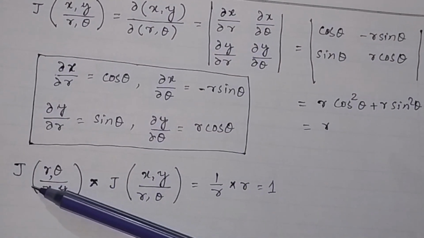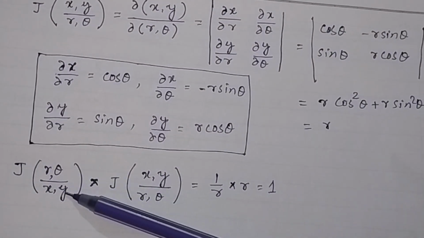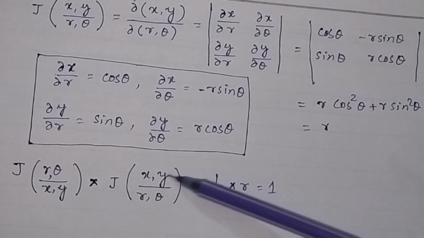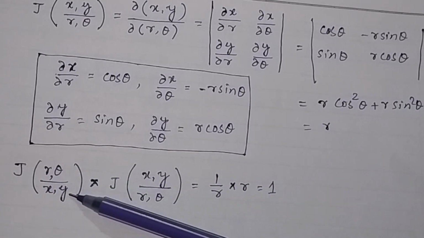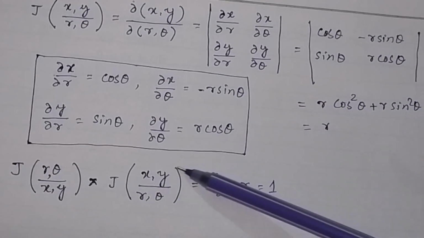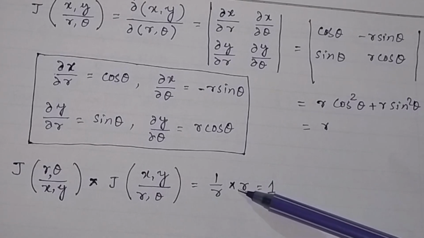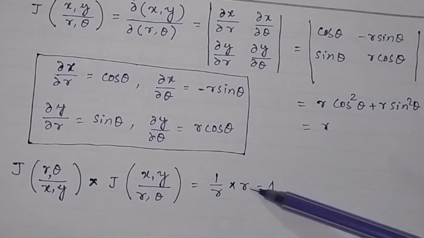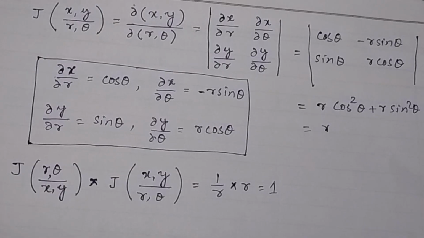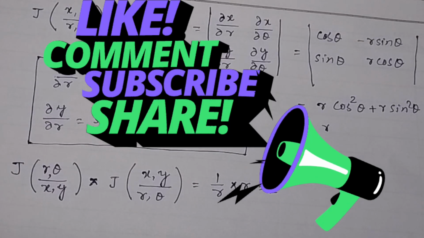So if you multiply the Jacobian r theta with respect to xy with Jacobian xy with respect to r theta, previously we have found out Jacobian of r theta with respect to xy equal to 1 by r, and here we have found out Jacobian of xy with respect to r theta is equal to r. So if you multiply 1 by r into r, that is equal to 1. So in this way you can prove that if x equal to r cos theta and y equal to r sin theta, Jacobian of r theta with respect to xy into Jacobian of xy with respect to r theta is equal to 1.